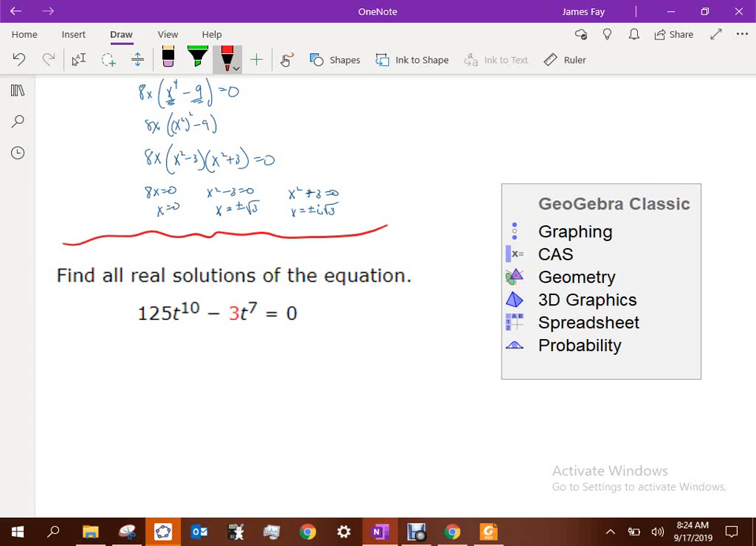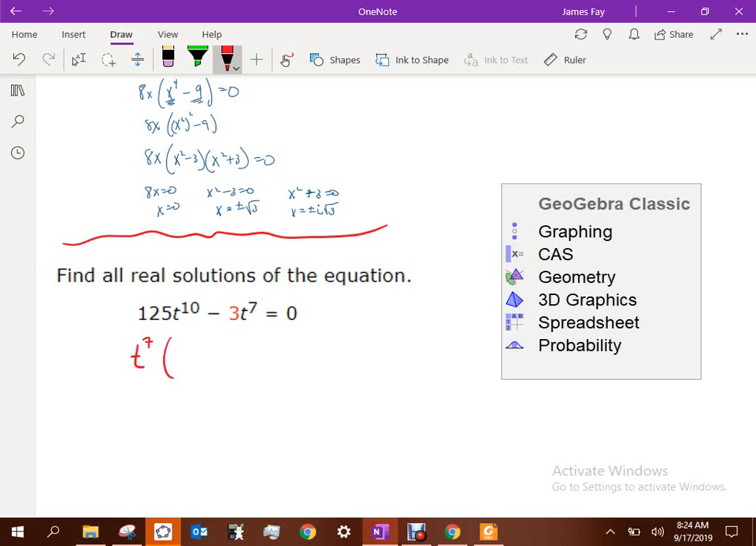All right. So we've got a GCF in here of t to the 7th, right? Okay. Now does 3 divide 125 evenly? No. Okay. So it goes into 12 evenly 4 times, but not into 5. So the GCF is only going to be the t to the 7th. So we're going to factor that out.